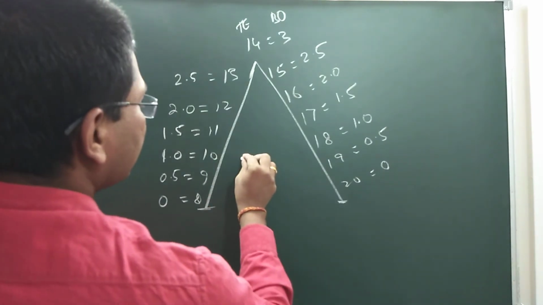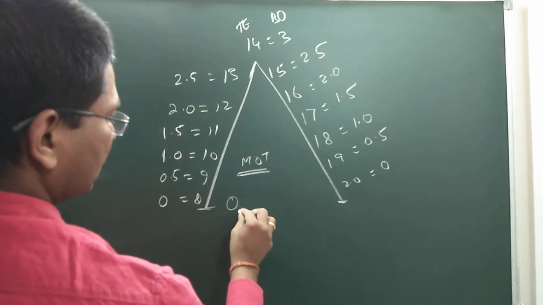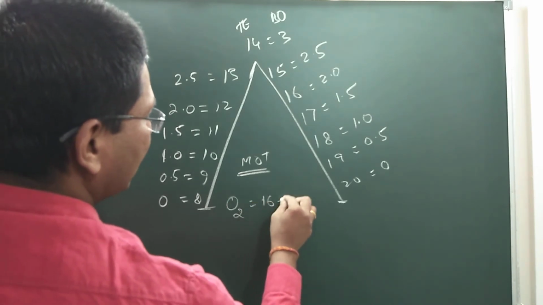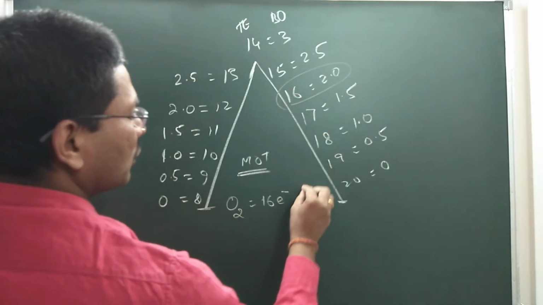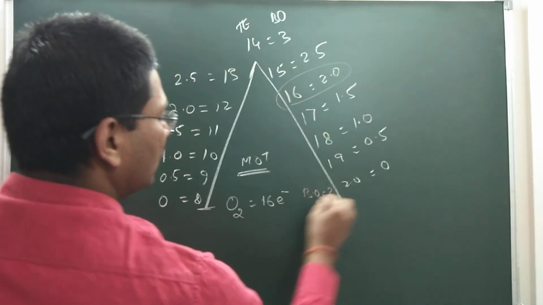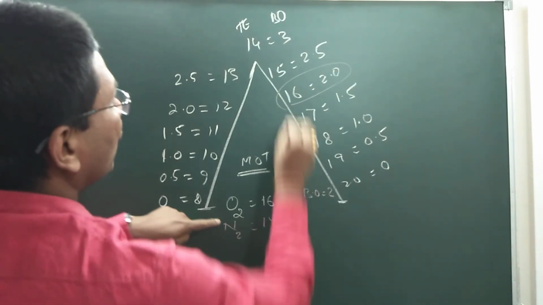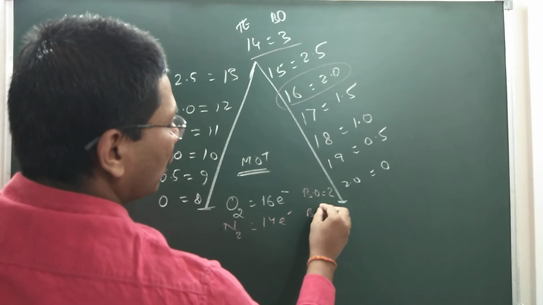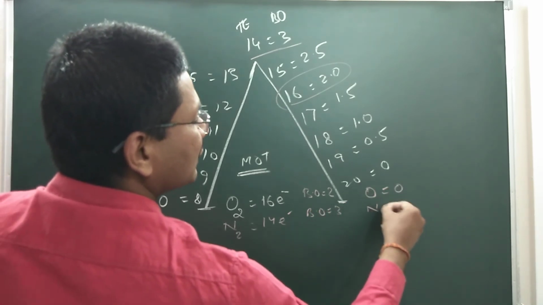Suppose O2 is there. O2 has 16 electrons. See from the table, for 16, what is the bond order? 2. So the bond order of O2 is 2. N2, you see, N2 has 7 plus 7, 14 electrons. You see, what is there? 3. That means the bond order of nitrogen is 3. So oxygen has a double bond, nitrogen has a triple bond.